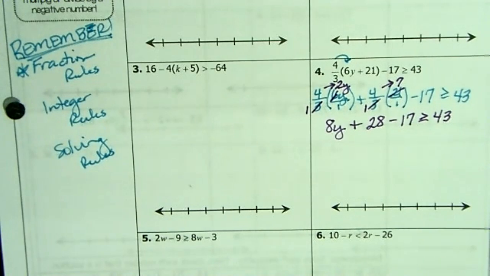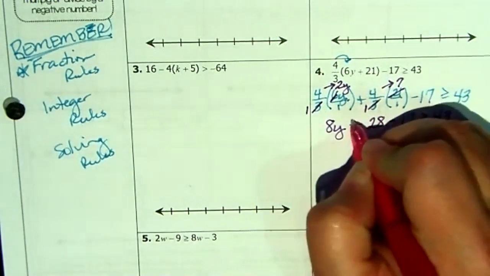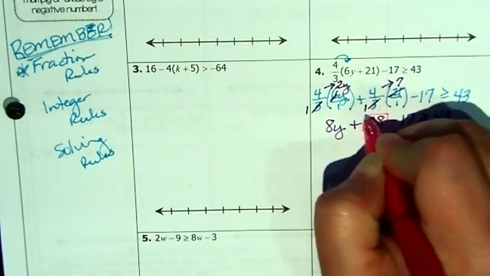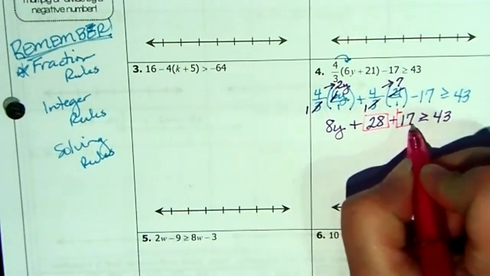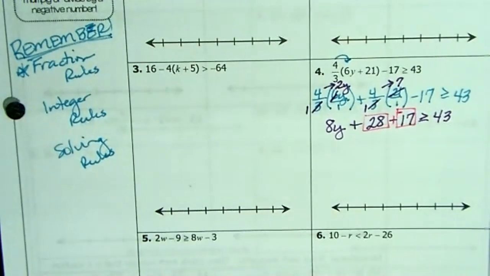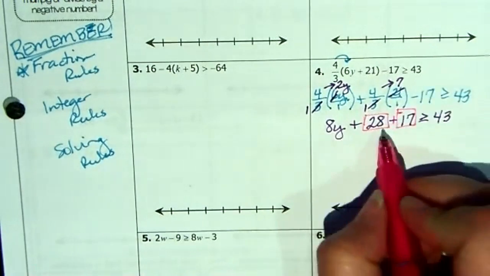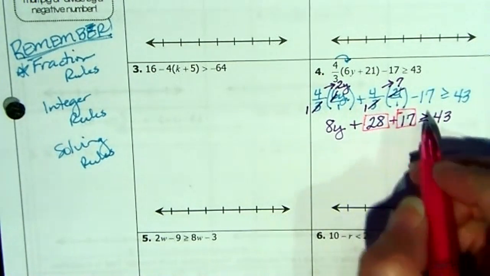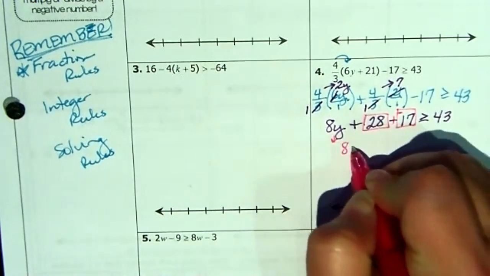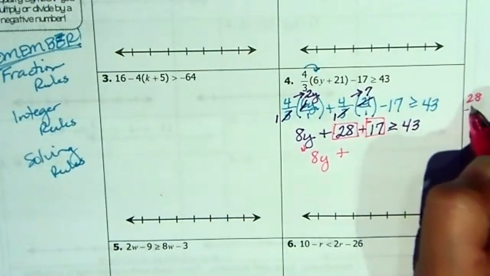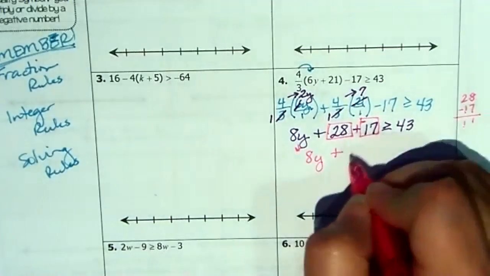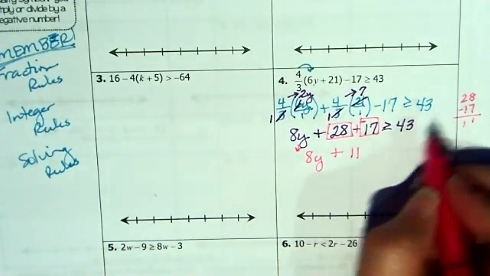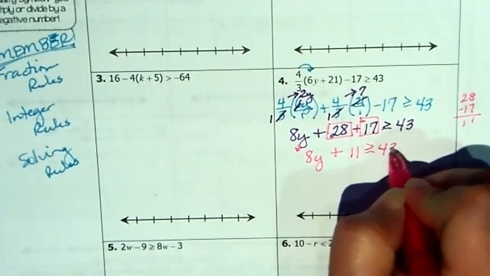Next step is to simplify. Remember, anytime there's a minus, I change that to plus a negative. So I know that that's a negative 17. And now I follow my integer rules. They're doing battle. The positives are winning. Bring this down. So I'm going to have 8y plus, and now I've got to do 28 minus 17, which is 11. So I have 8y plus 11 is greater than or equal to 43.